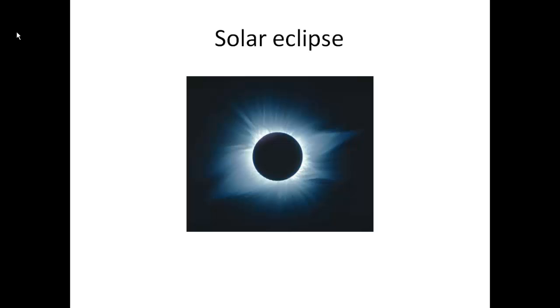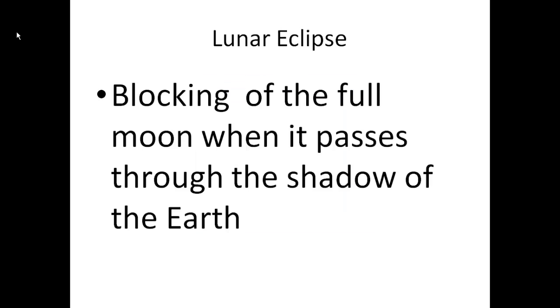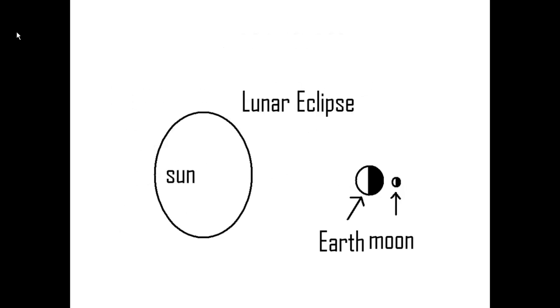Okay, and this is what one might look like. Again, really pretty cool. With the lunar eclipse, this is a blocking of the full moon. You're supposed to have a full moon, but instead, the Earth gets in between the moon and the sun, and it creates a shadow over the moon from the Earth. So, you've got the sun, you've got the Earth, and you've got the moon. And normally it'd be a full moon, but the Earth is in the way, so it creates a shadow over the moon.